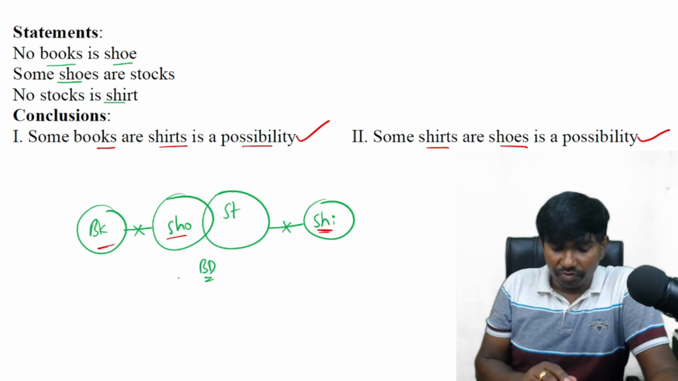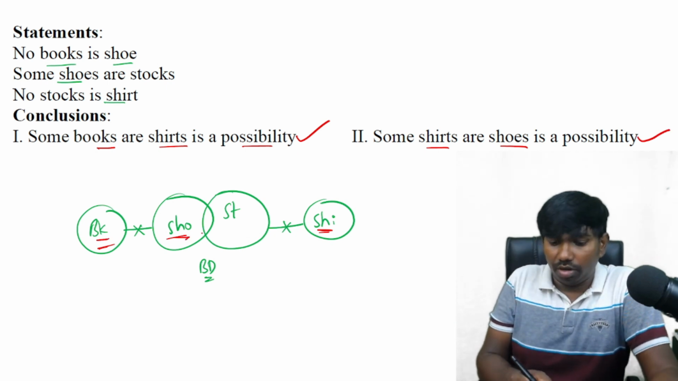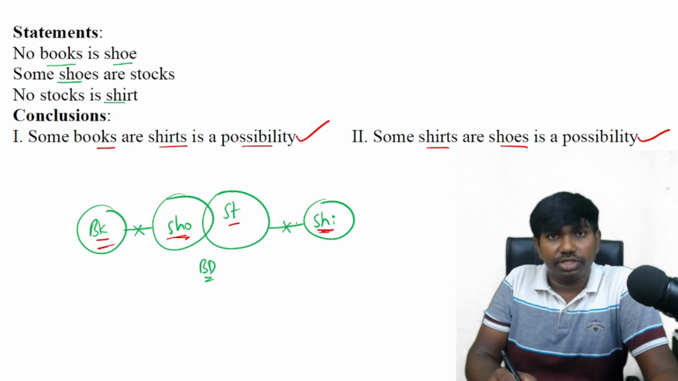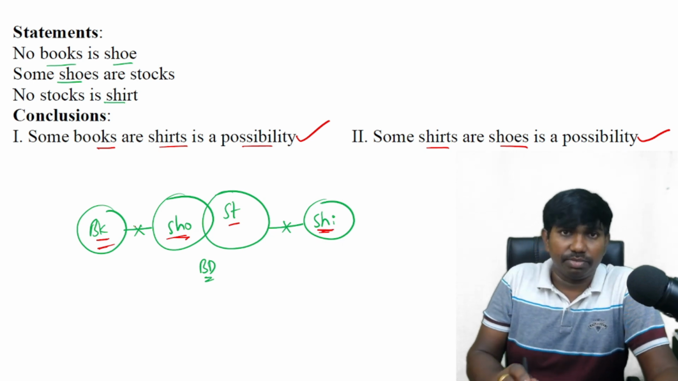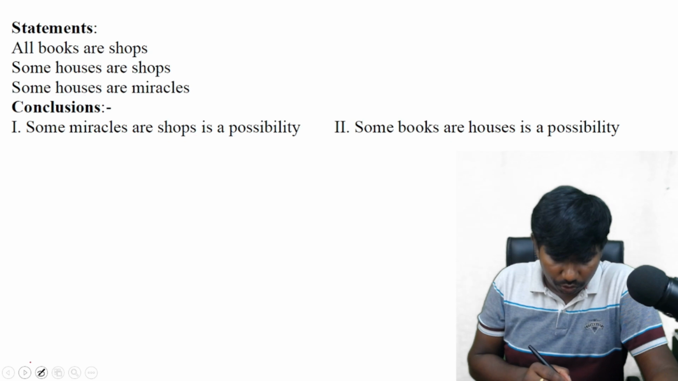Statements will be disturbed only when book intersects with shoe or stocks intersect with shirt. Otherwise, everything is a possibility. So the answer for this question is both 1 and 2 are true.